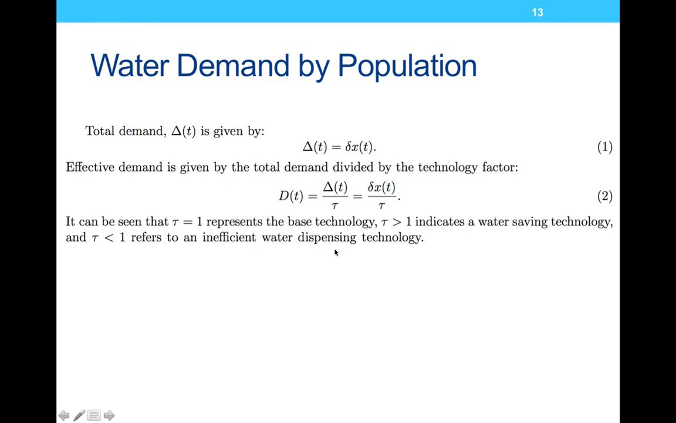it's essentially a water-wasting type of dispensing technology. For the same number of people and the same demand per capita, which can be interpreted as a sort of living standard, the amount of water that each person needs per day, which is of course different in different locations, under the same conditions a tau less than 1 will result in more demand, or more water being used for the same number of people and the same demand per capita. So that would lead to an inefficient water dispensing technology. That's essentially the picture with demand.